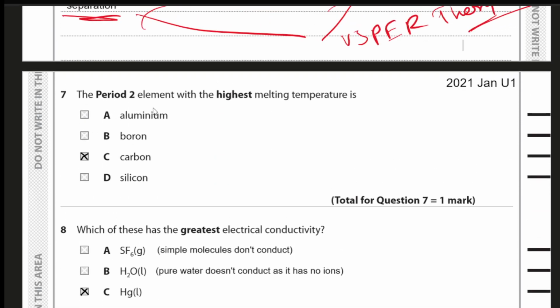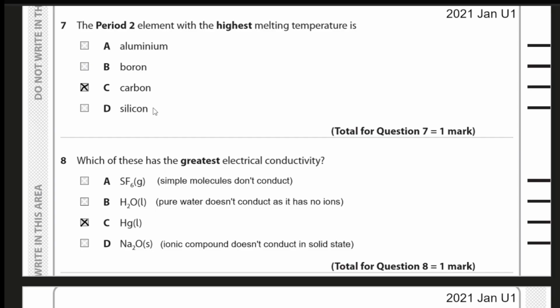Now the next question, they say, is the period 2 element with the highest melting temperature. Obviously it's going to be carbon, because carbon is in the middle of period 2, with a giant structure. So obviously carbon will be the one with the highest melting temperature.